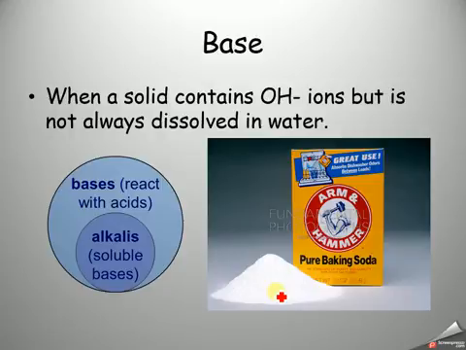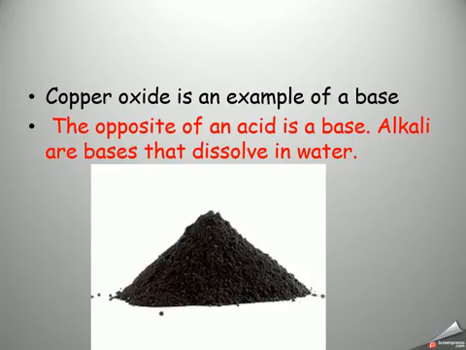So all of the alkalis are called bases, but the ones that dissolve in water are actually called alkalis. Yeah. So anything that reacts with an acid that has hydroxide ions is called a base, but the ones that dissolve in water are called soluble bases. Yeah, alkalis. Okay, copper oxide is an example of a base. Which is, remember, the opposite of an acid is a base. Alkalis are bases that dissolve in water.